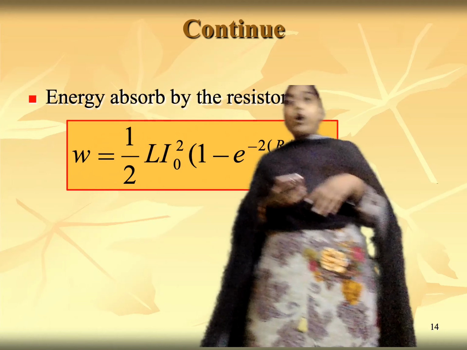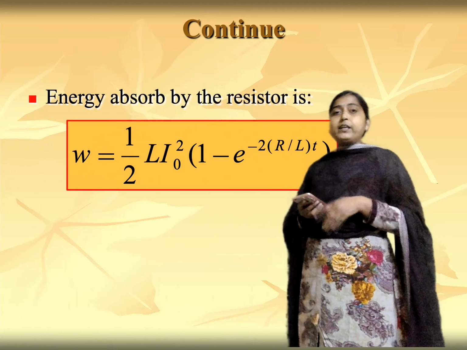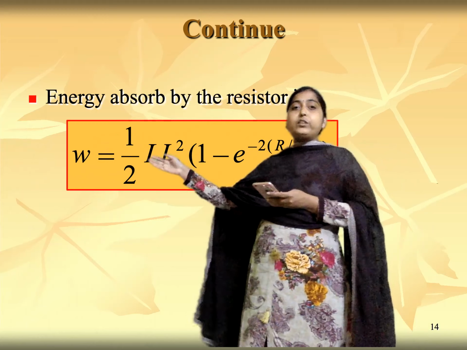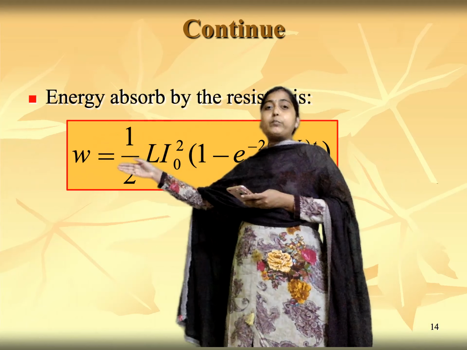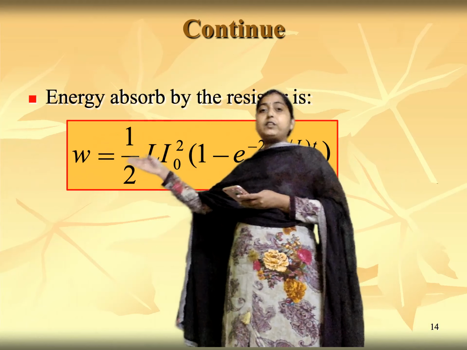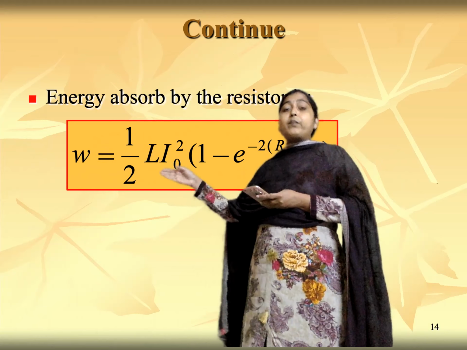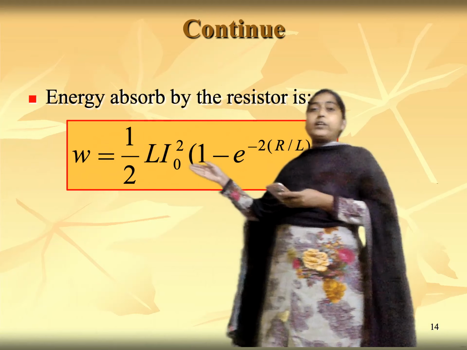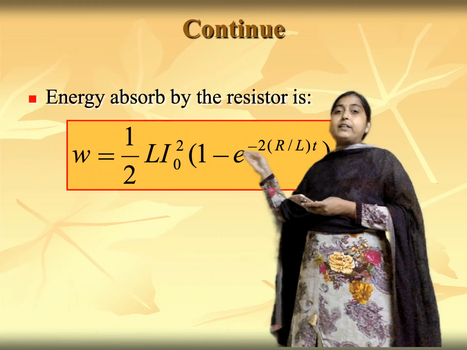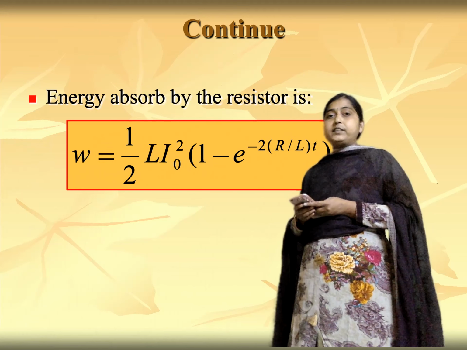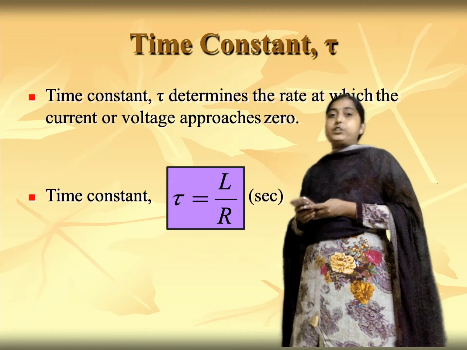Now, the energy absorbed by the resistor is given by, we know that we have already proved this expression, W is equal to 1 by 2 into L into I naught square into 1 minus e to the power minus R by L into t. This is the energy which is absorbed by the circuit.